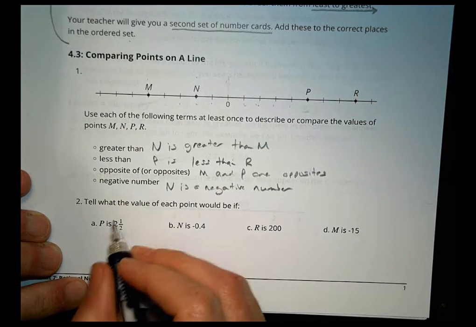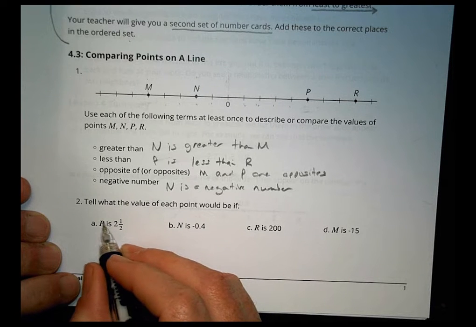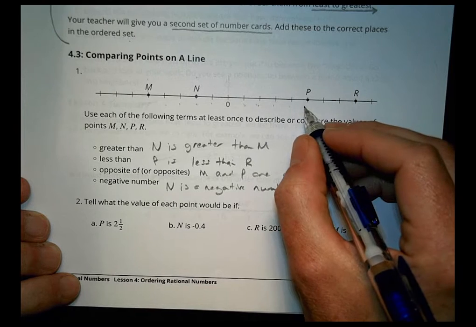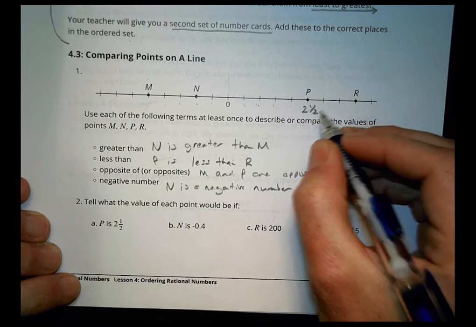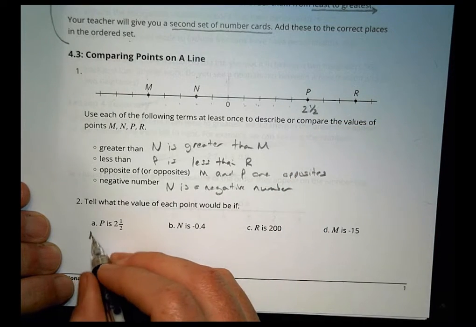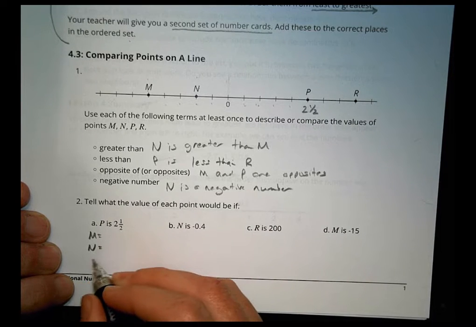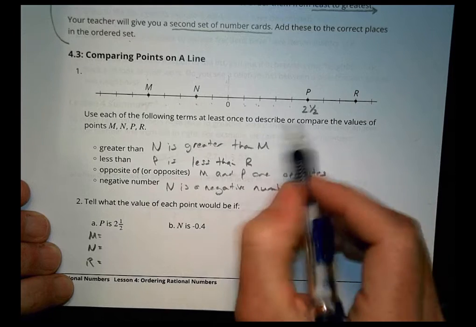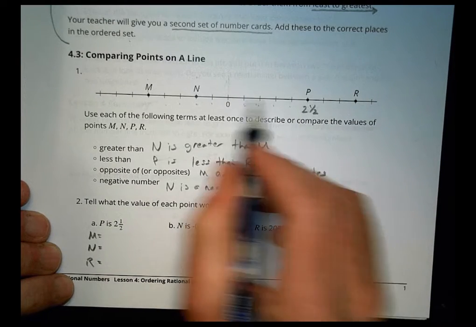But we want to figure out what the values would be if the given value is not just a regular whole number. So for P, it says if this is 2.5, then what are the other values? What's the value of M, N, and R if P is 2.5? So I'm going to do it with a pencil so that I can keep erasing this, because I'm going to have to change what these are.